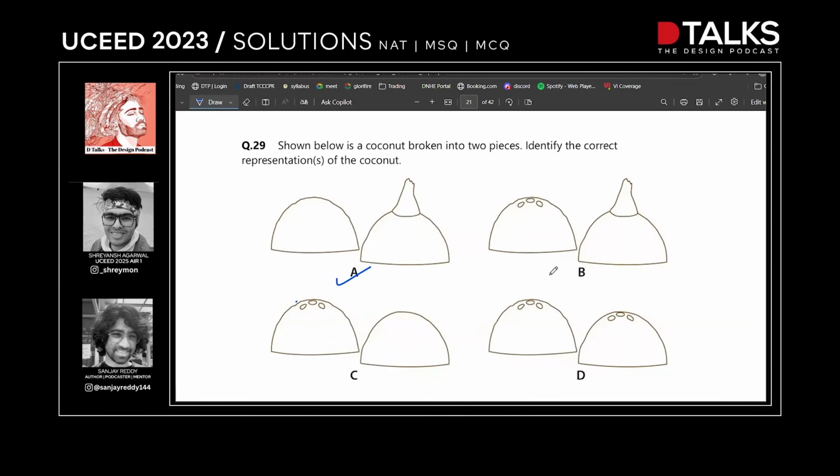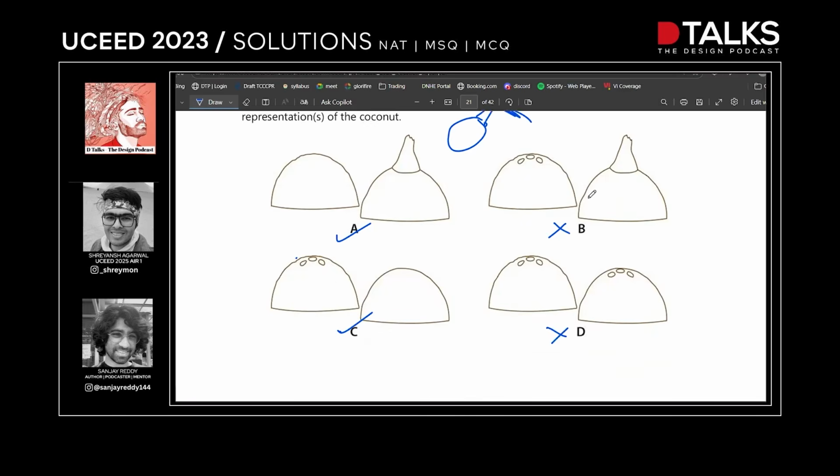Option B is wrong, because there's a stalk on only one side. It can't be on both the sides. It's connected something like this from the branch. So option C is also correct because there are only holes, and option D is wrong because you can see holes on both sides.